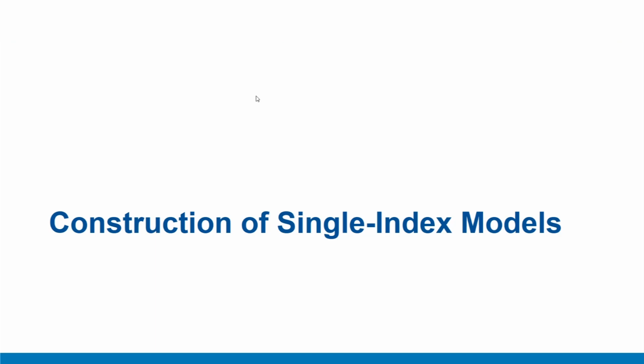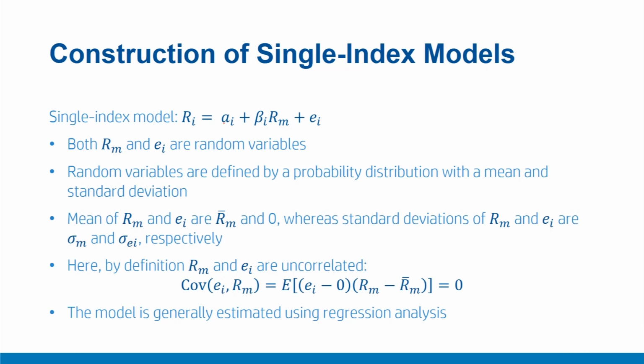Construction of single index models. In this video, we'll provide the definition of single index models and various aspects related to that definition. The basic equation of single index models can be simply written as Ri equal to alpha i plus beta i times Rm plus Ei. Important to note that Rm and Ei are random variables.